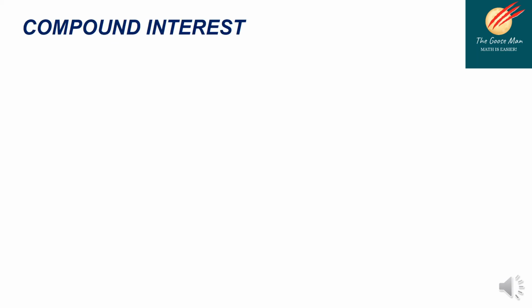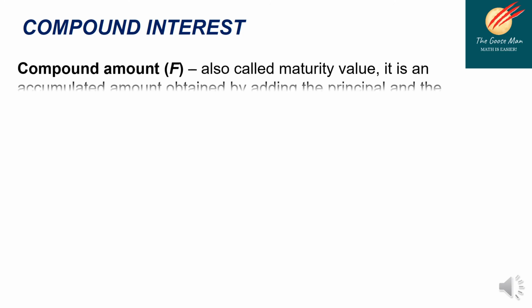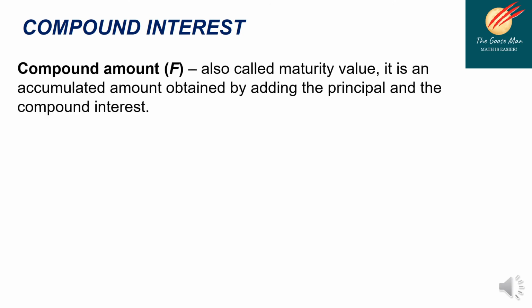A while ago, we discussed the simple interest. This time, we'll talk about the compound interest. So the compound interest amount, the future value, is called maturity value. It is an accumulated amount obtained by adding the principal and the compound interest. Take note, in the compound interest, the interest will bear another interest.